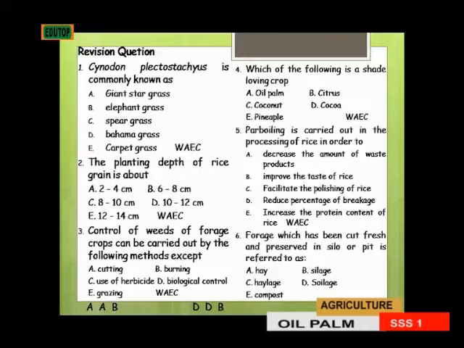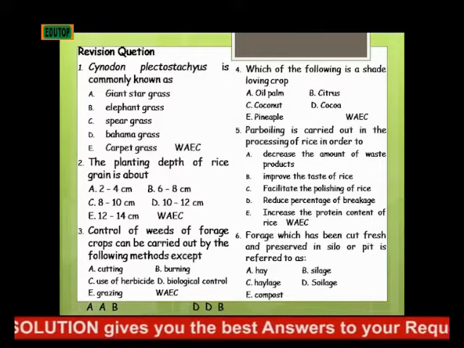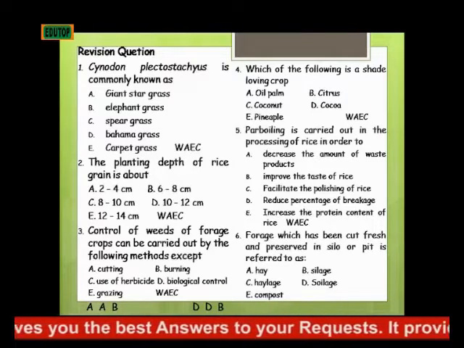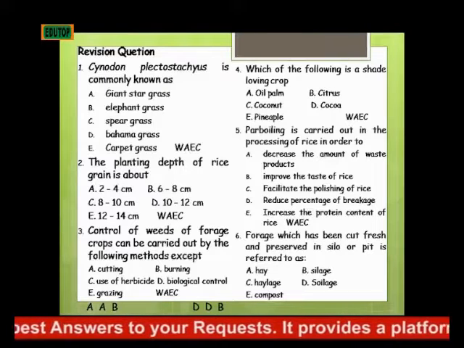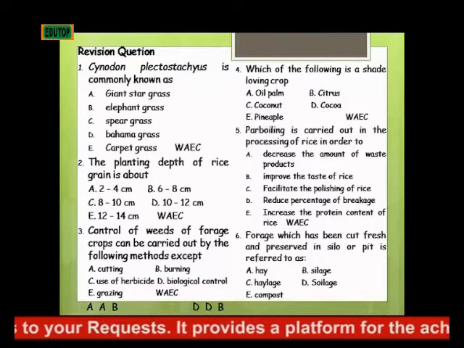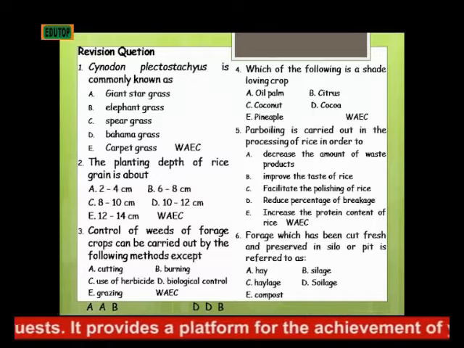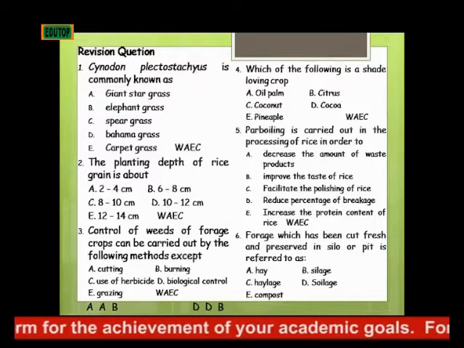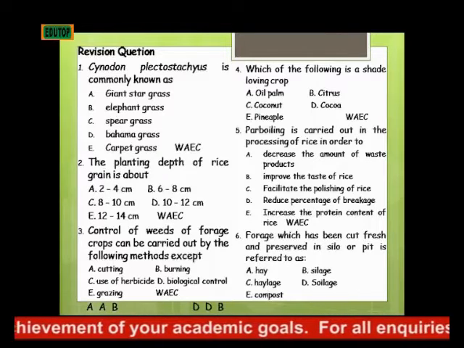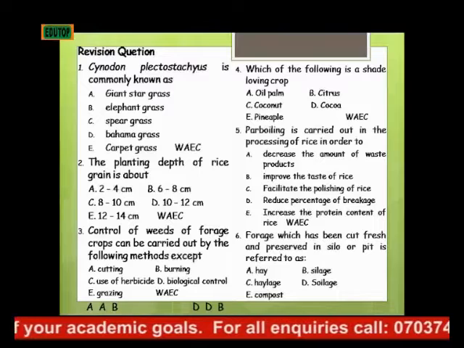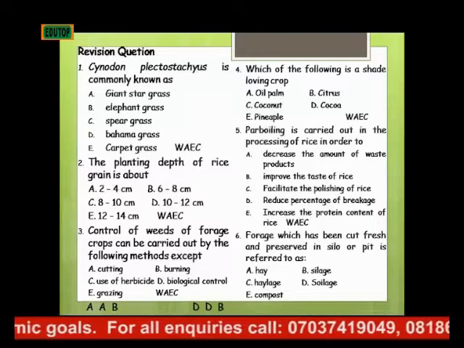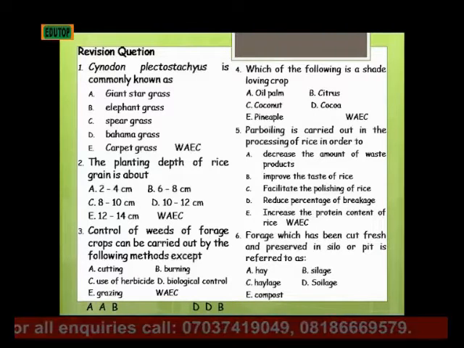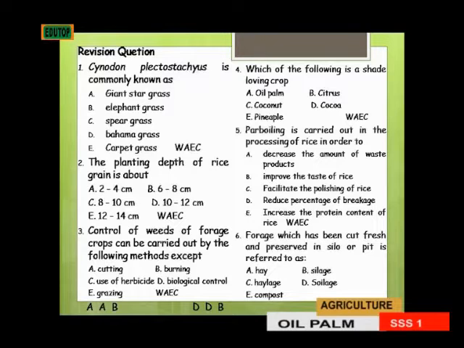Now we'll be looking at our revision questions. The first question says that Cynodon plectostachyus is commonly known as A. Giant star grass, B. Elephant grass, C. Spear grass, D. Bahama grass, E. Carpet grass. The answer is A. Giant star grass.